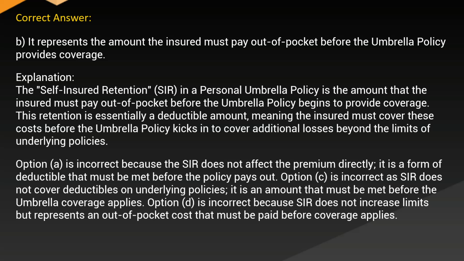Option A is incorrect because the SIR does not affect the premium directly. It is a form of deductible that must be met before the policy pays out. Option C is incorrect as SIR does not cover deductibles on underlying policies. It is an amount that must be met before the umbrella coverage applies. Option D is incorrect because SIR does not increase limits but represents an out-of-pocket cost that must be paid before coverage applies.